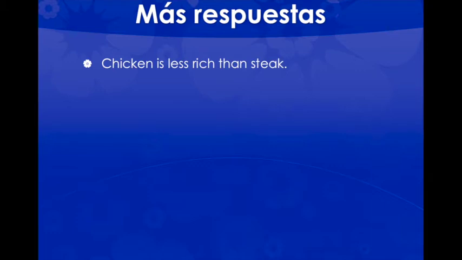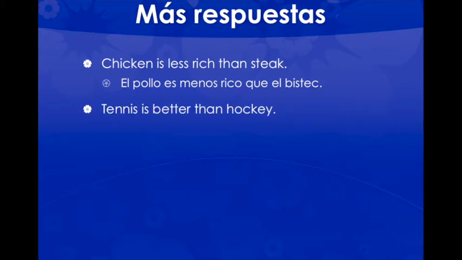Chicken is less rich than steak. El pollo es menos rico que el bistec. Tennis is better than hockey. This is one of those where we have to use a substitute irregular word. So el tenis es mejor que el hockey.